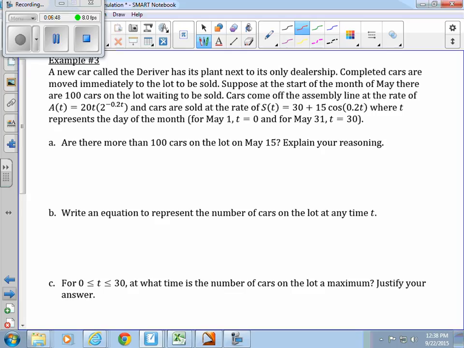As its plant is next to the dealership, completed cars are moved immediately to the lot to be sold. Suppose that at the start of the month of May, there are 100 cars on the lot waiting to be sold. Cars come off the assembly line at a rate of A of t, and they are sold at a rate of S of t, where t represents the day of the month. For May 1st, t equals 0, and for May 31st, t equals 30. Are there more than 100 cars on the lot on May 15th?